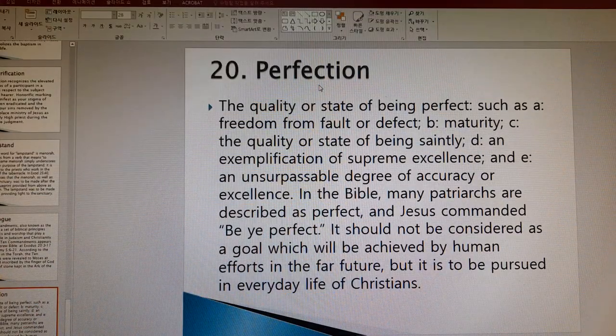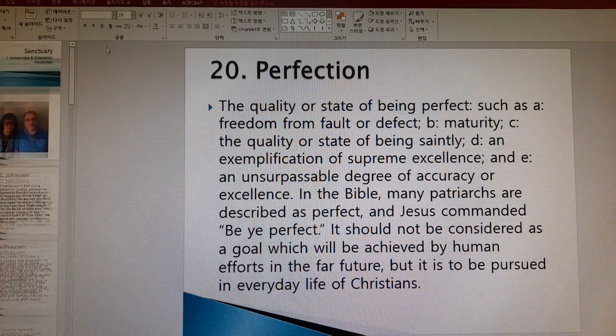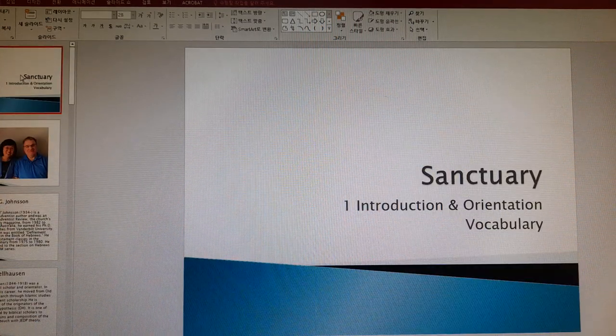Okay, we have looked at the 20 terms and words in relation with the sanctuary class, the first class, and we will talk about the details of the class during the online, first online class. And I will also announce through the e-class and also Kakao Talk.